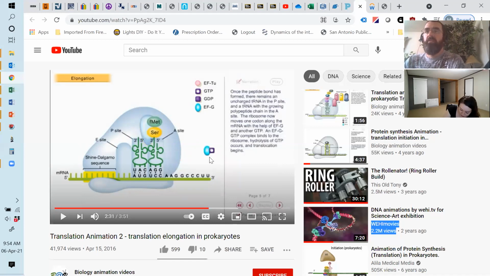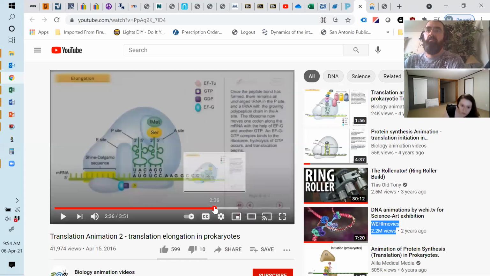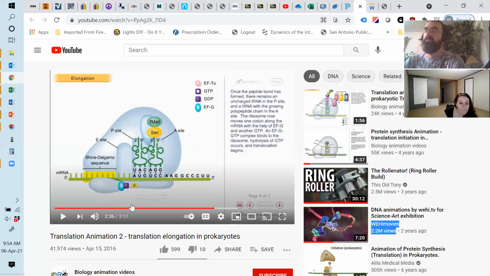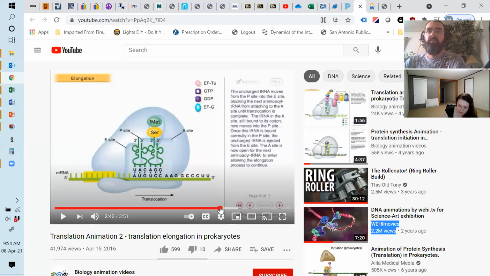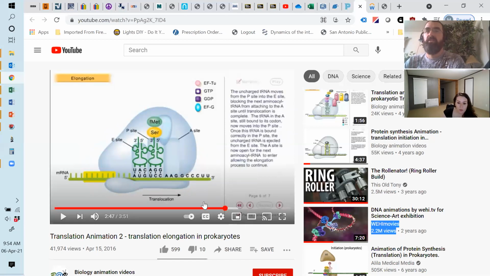Right, and so we've got another protein, this is EFG, which is EF2, I think, in eukaryotes. That now binds to the small subunit. The GTP gets hydrolyzed, right, again releasing that energy. And it's just caught in the middle here. All right, a little bit further. The whole thing shifts along one word.